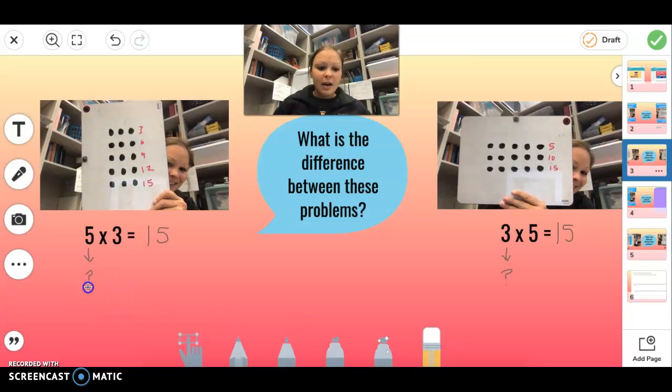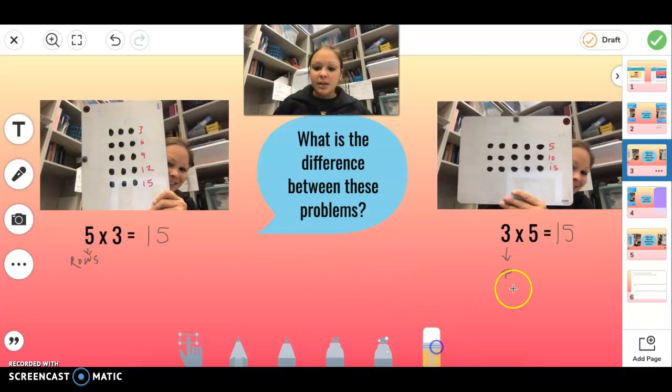Well, what does our first factor stand for here? What does the 5 represent? Is it the number of rows or the number of columns? You're right, it's the number of rows because I have 1, 2, 3, 4, 5 rows. So that 5 stands for rows.